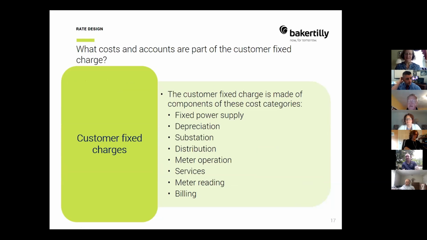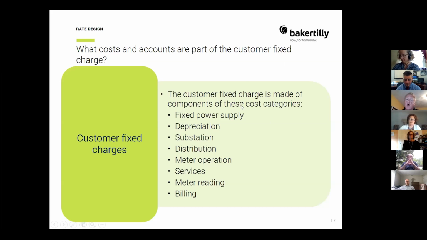Well, that is not uncommon in the municipal or investor-owned utility arena. In fact, our report has a section on fixed customer monthly charges for utilities of your size, in your region, and across the country. Off the top of my head, I don't think any of the monthly charges top $20 per month, and yours is at $12. So you say, well, what costs and accounts are part of the customer fixed charge?